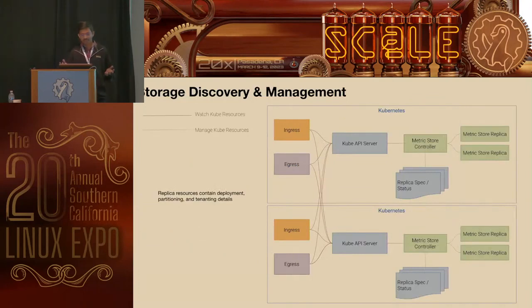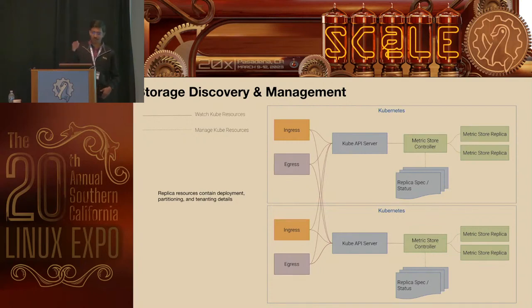So from a storage discovery and management perspective, we had what is called a metric store controller. This controller is nothing but an operator that can realize a custom resource definition that basically says create a Prometheus cluster for me. When you create a Prometheus cluster, it needs to know the number of shards that are going to be there. So it creates a stateful set with, say, 10 replicas, or 10 shards, 15 shards, 20 shards, whatever. And the CRD also has the list of tenants that have the data written into it.